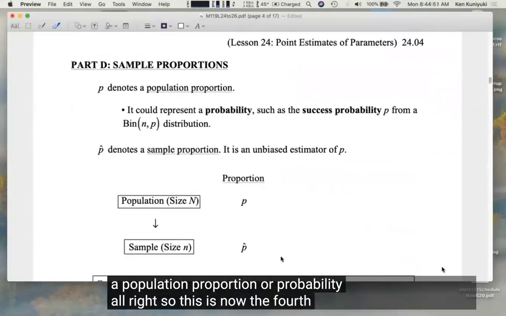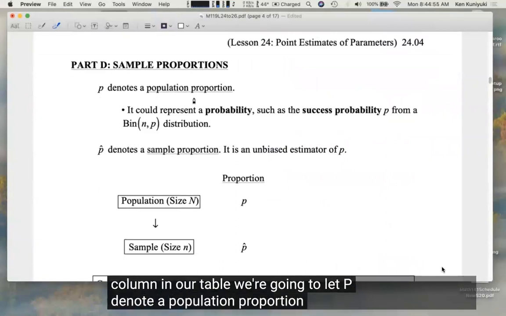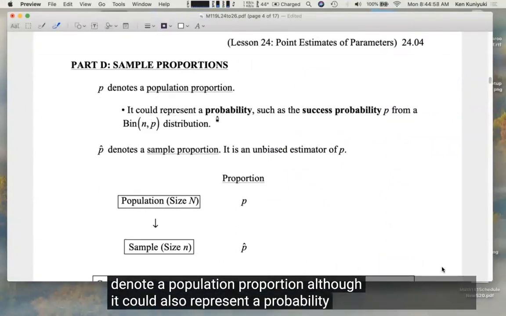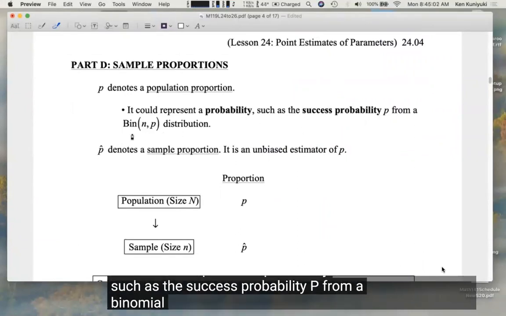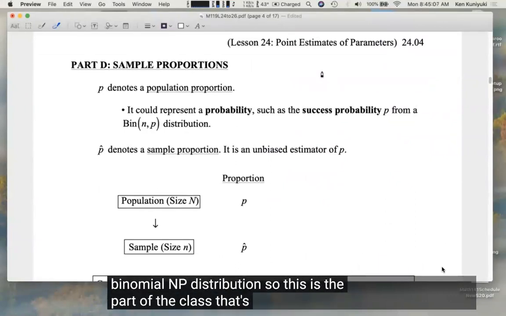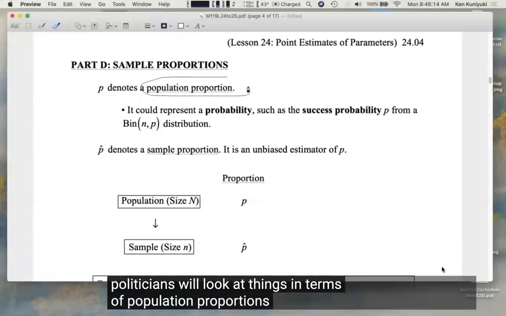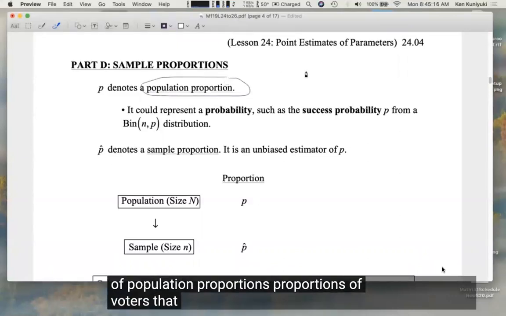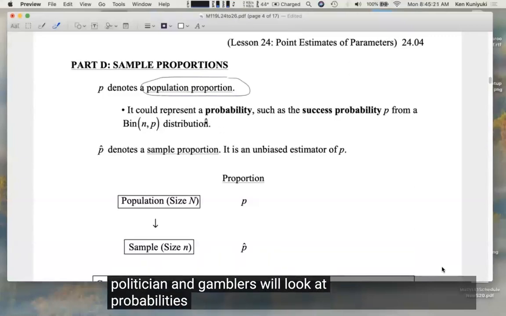So this is now the fourth column in our table. We're going to let p denote a population proportion, although it could also represent a probability, such as the success probability p from a binomial n, p distribution. So this is the part of the class that's of interest to politicians and also to gamblers. Politicians will look at things in terms of population proportions, proportions of voters that support the candidate or politician, and gamblers will look at probabilities that they want to estimate.